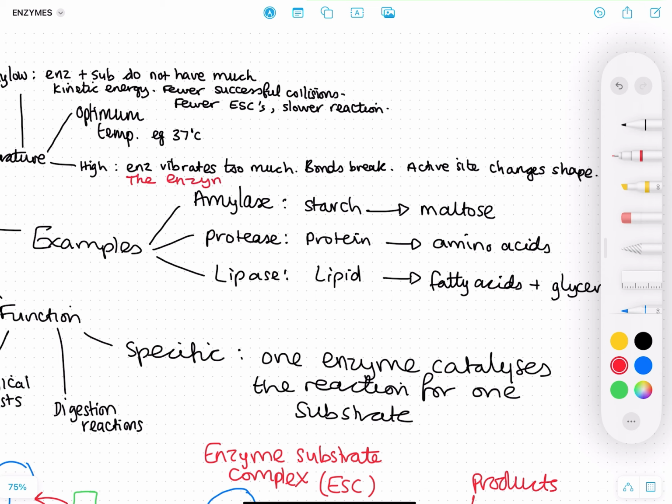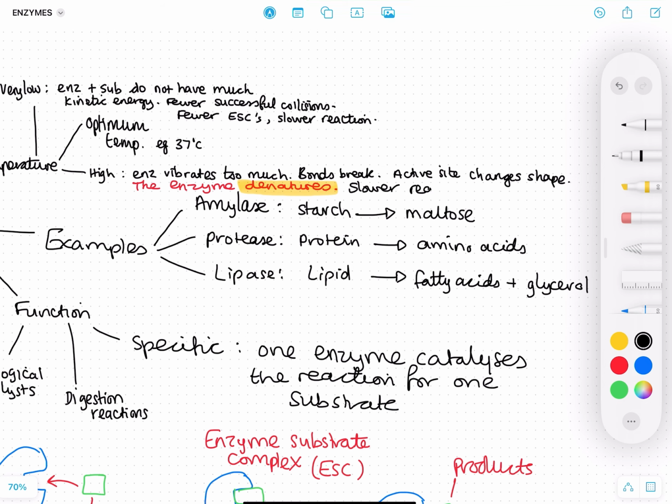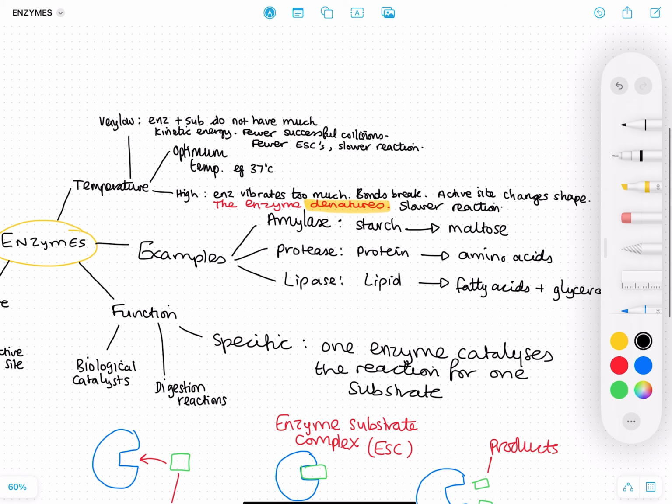This is a very important key word. The enzyme denatures. This is not saying the enzyme dies. An enzyme cannot die because it is not alive. However, the enzyme denatures. Therefore, there's going to be a slower rate of reaction. We did not use this word denature when talking about low temperatures, only when temperatures are high above the optimum.